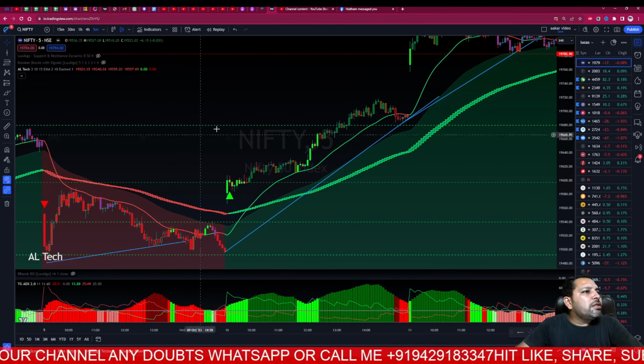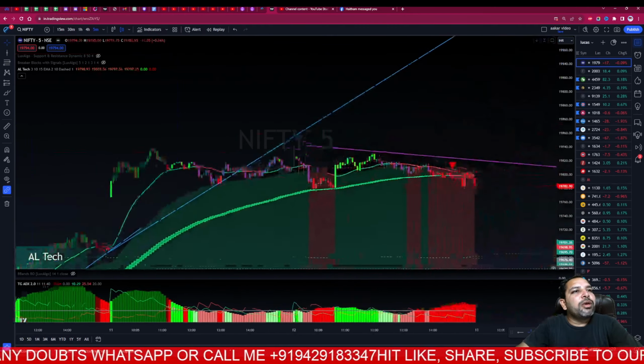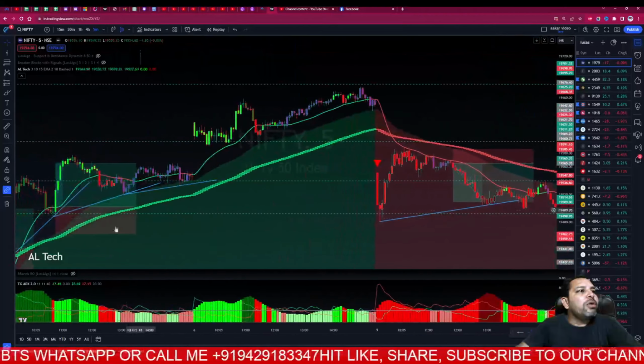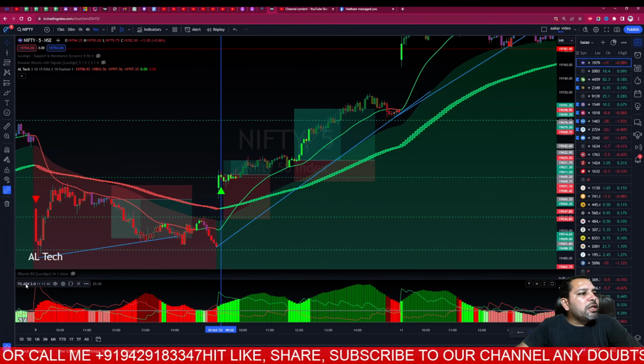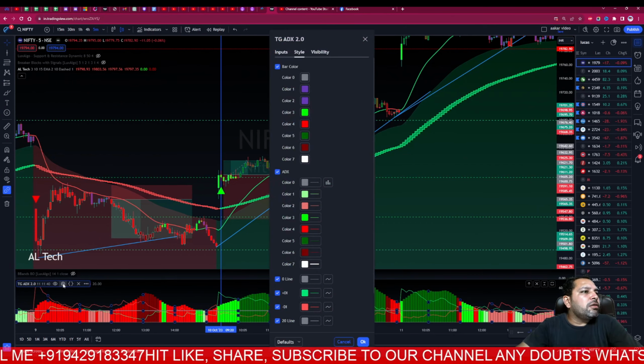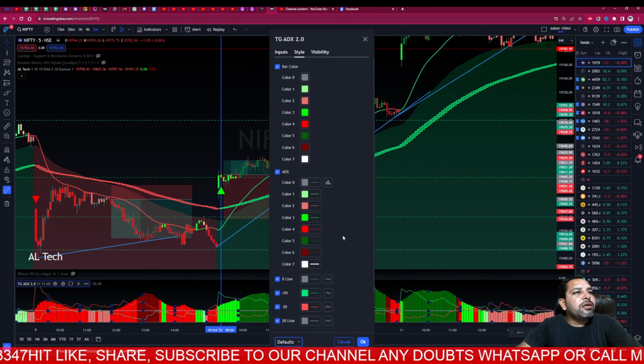You can see I have some of the targets which I already plotted, where to keep the target. Before that, let me tell you a few settings which I use in ADX. I use the default settings. You will find these default settings.